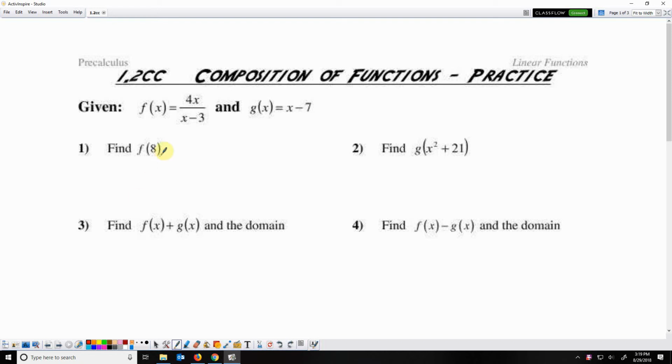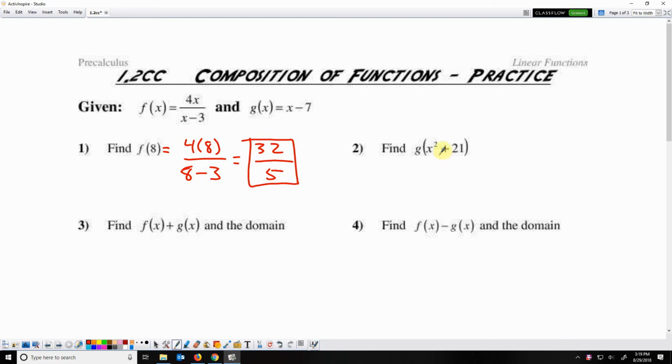So first, f of 8 means that we're going to take that 8 and substitute it in for the x's in f of x. So that's 4 times 8 over 8 minus 3. 4 times 8 is 32. 8 minus 3 is 5, and nothing goes into 5 and 32, so that is our simplified answer.